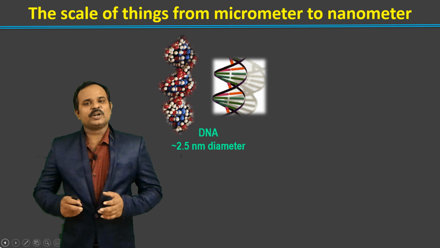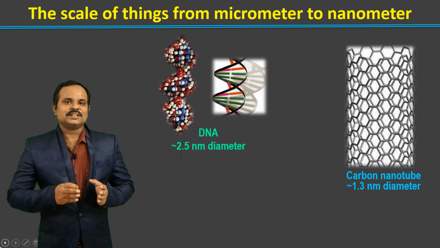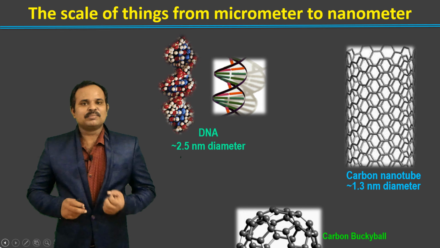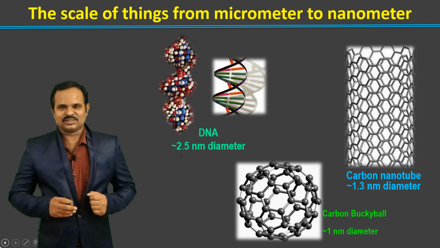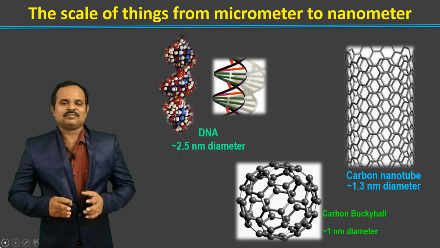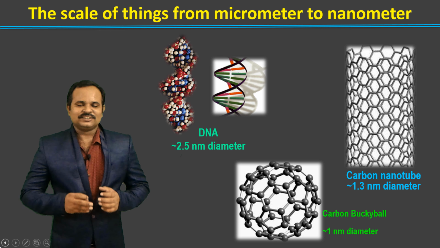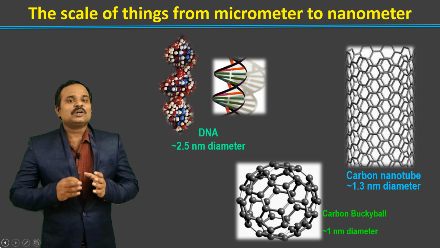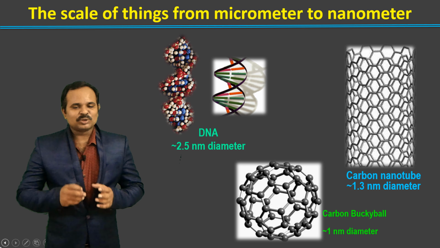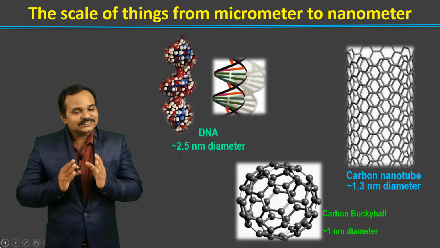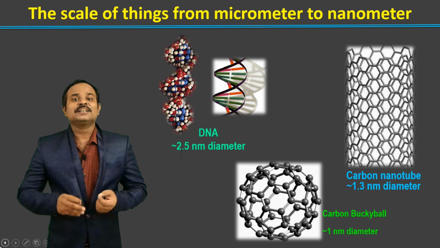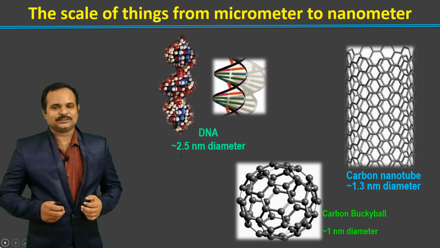And when you see a carbon nanotube, it has a diameter of the order of 1 to 1.3 nanometers. And the carbon buckyball has a diameter of 1 nanometer. So, when you compare the carbon buckyball with respect to the red ant, the size of the buckyball is 10 power 6 times smaller than the red ant. When we talk about nanomaterial, we are talking about such a small size, and we are discussing the properties at that small size.